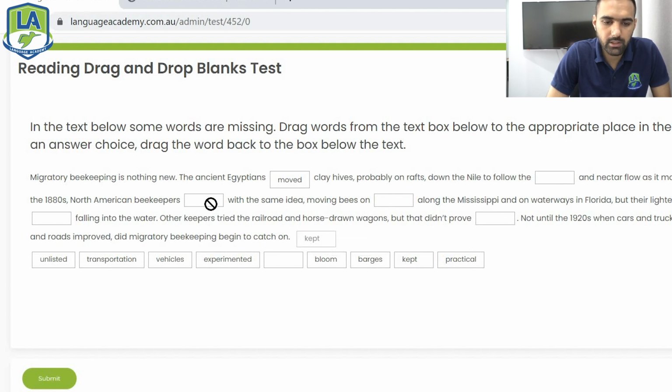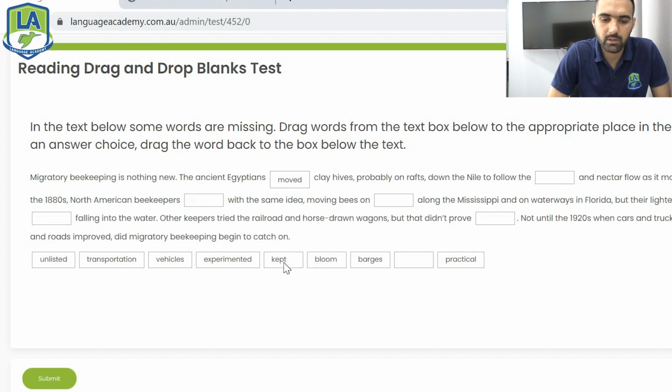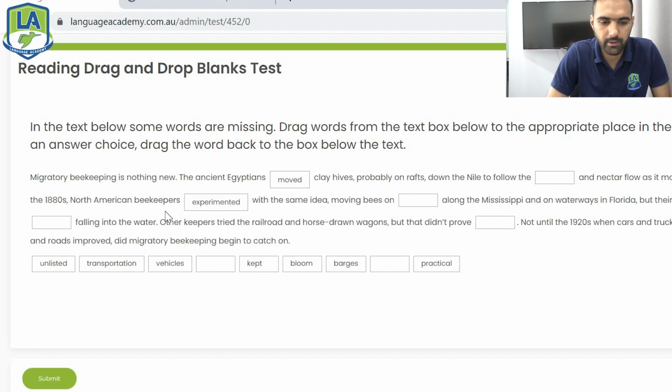If you have to use the word kept, we need to have a word which signifies consistency, but we don't have any word which signifies consistency over here. We won't use kept. Practical with the same ideas won't make any sense. Let's go with experimented, because they're talking about the 1880s and we have to use something of a past tense here. All right, in the 1880s, North American beekeepers experimented with the same idea, moving bees on dash.